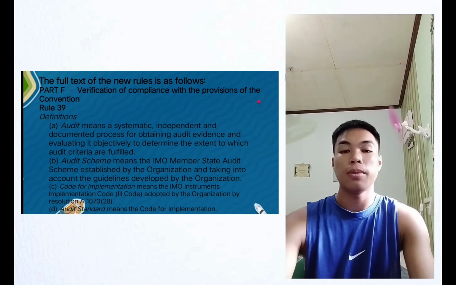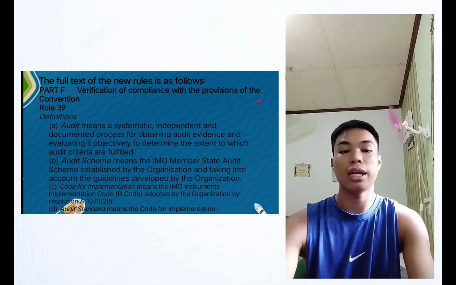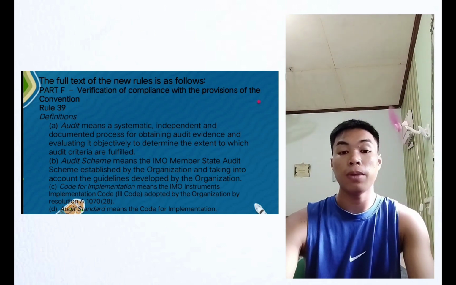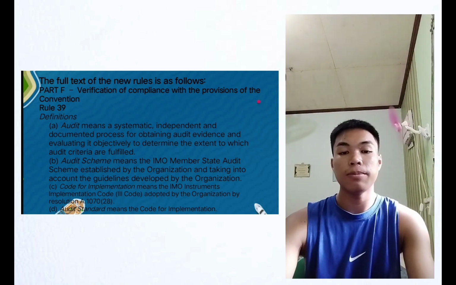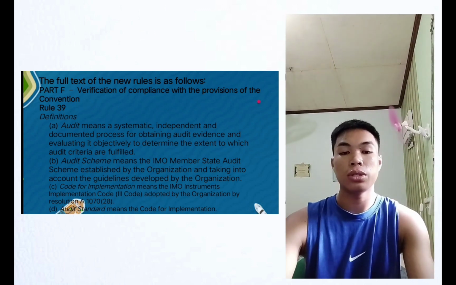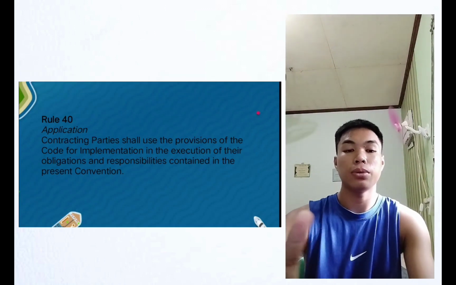Audit scheme means the IMO Member State Audit Scheme established by the Organization and taking into account the guidelines developed by the Organization. Code for implementation means the IMO Instruments Implementation Code (III Code) adopted by the Organization by Resolution A.1070(28). And audit standard means the Code for Implementation. Rule number 40 is application.